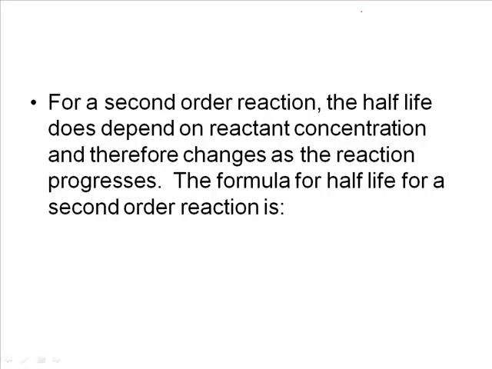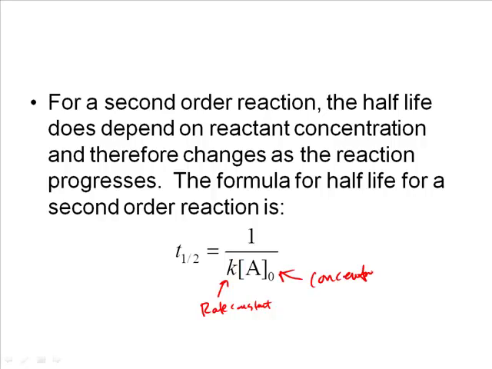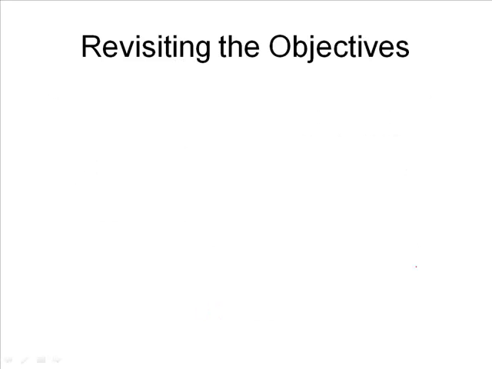Okay, for a second order reaction, the half-life does depend on reactant concentration and therefore changes as the reaction progresses. The formula for half-life for a second order reaction is somewhat similar. Notice it's not 0.693 on top though, it's 1 over the rate constant times the initial concentration of whatever your reactant is. Again, just two simple formulas that it's probably just easier to memorize.